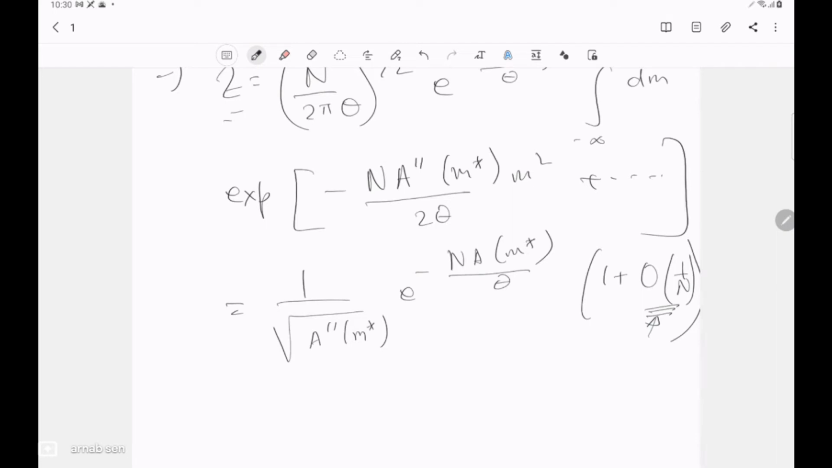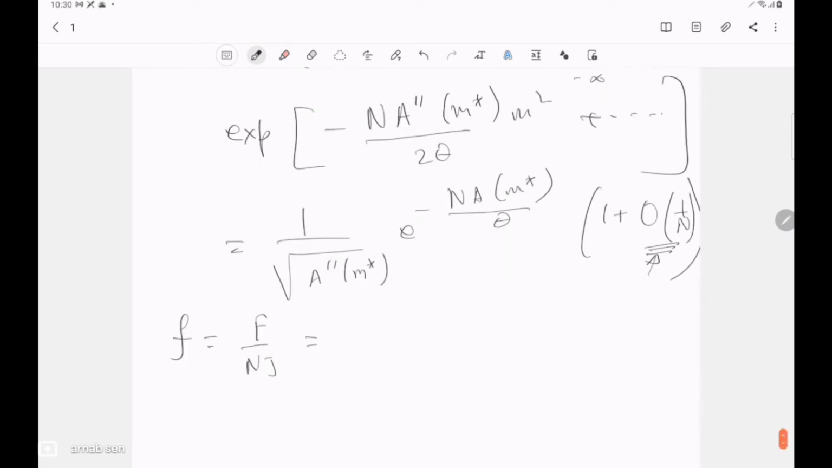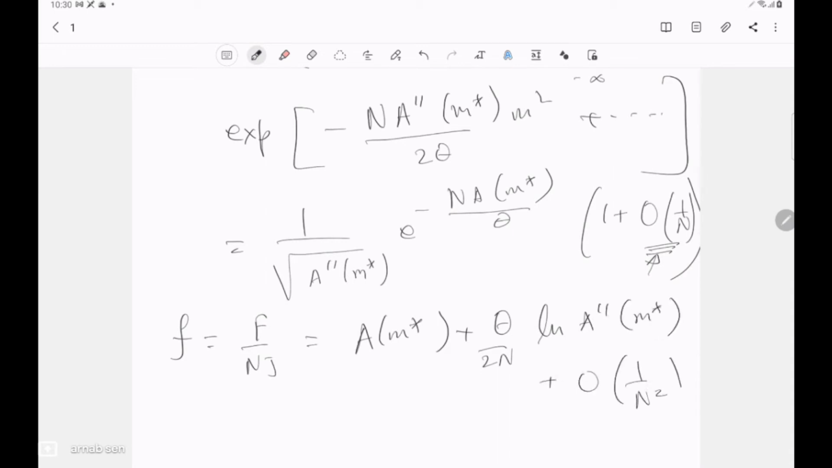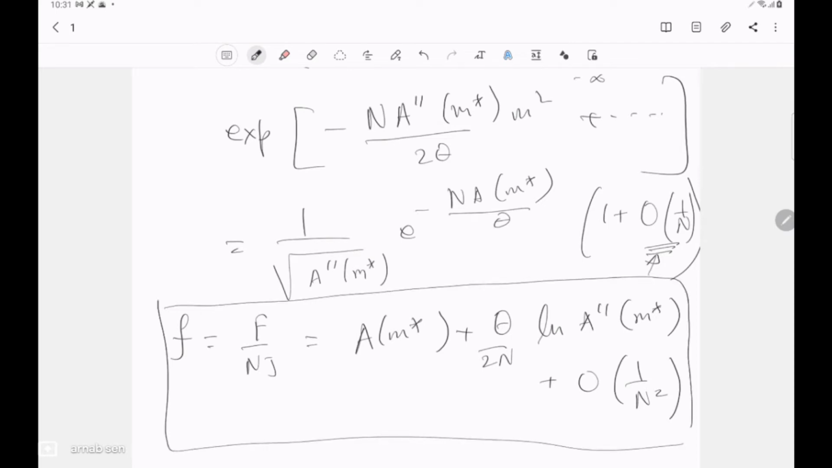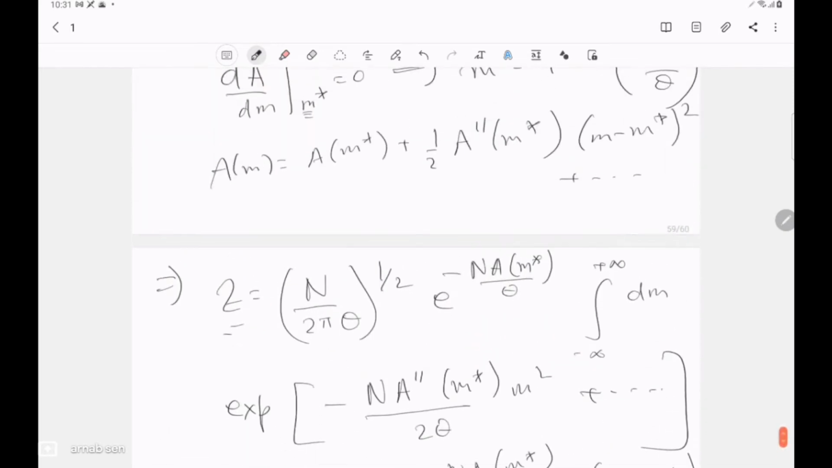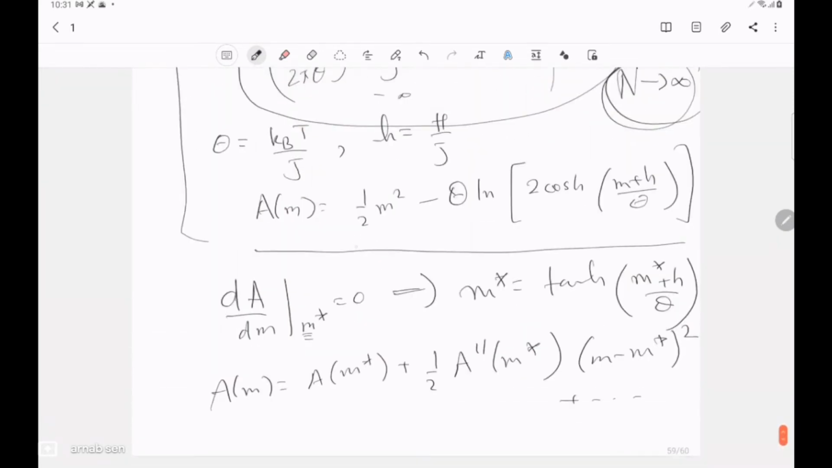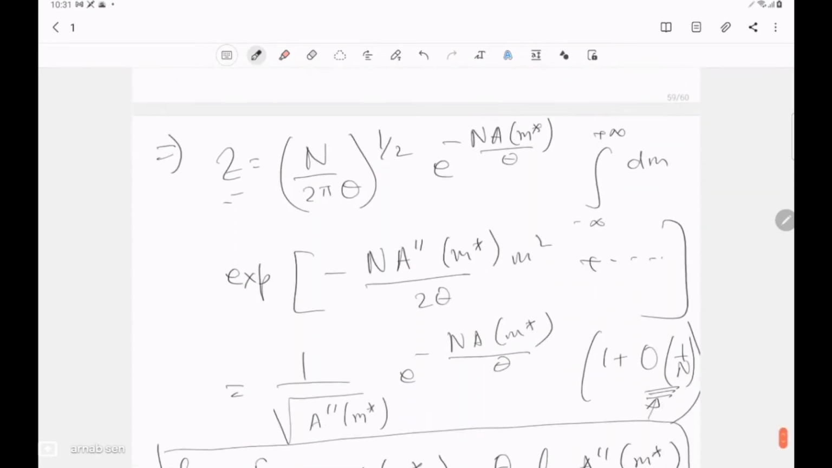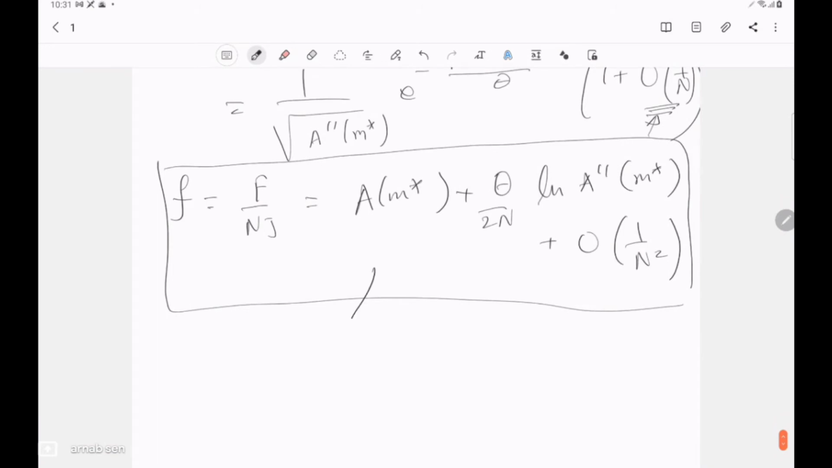So then the free energy per site, I normalize it like that, is nothing but this, plus an order 1 by N squared term. But look at this expression. This is just the free energy that we got using mean field theory. If you go back to your notes, you will see that this was exactly the free energy that you got using mean field theory.